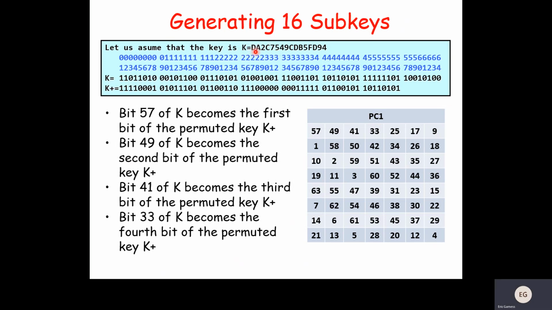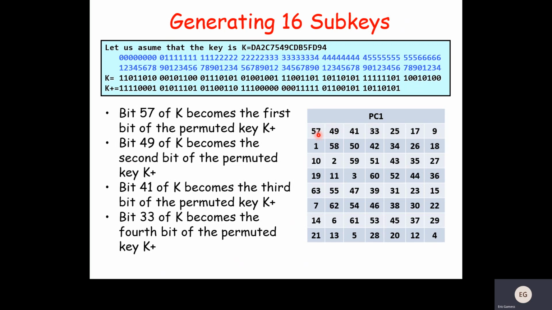So let's see, D is 1101, and A is 1010. Then we have 2C, 2 is 0010, and C is 1100, okay? If I want to verify the last 2 digits, we have 94. 9 is 1001 in binary, and 4 is 0100. So this is the key in binary. So let's see what PC1 says.